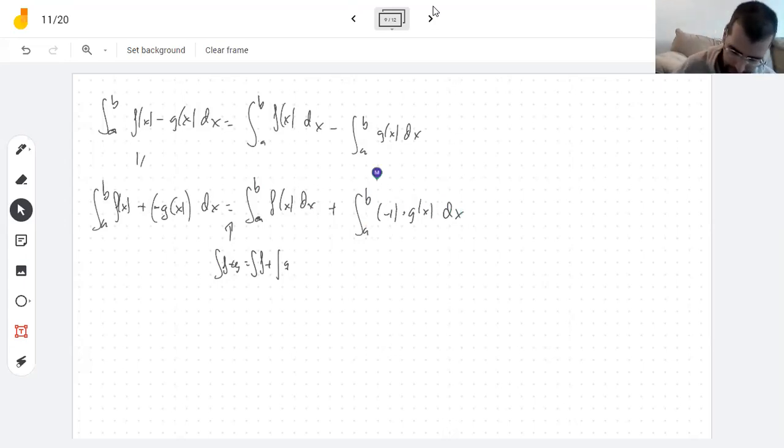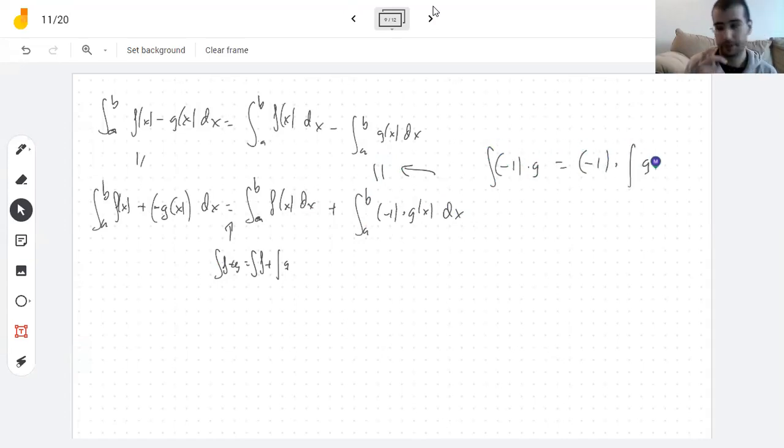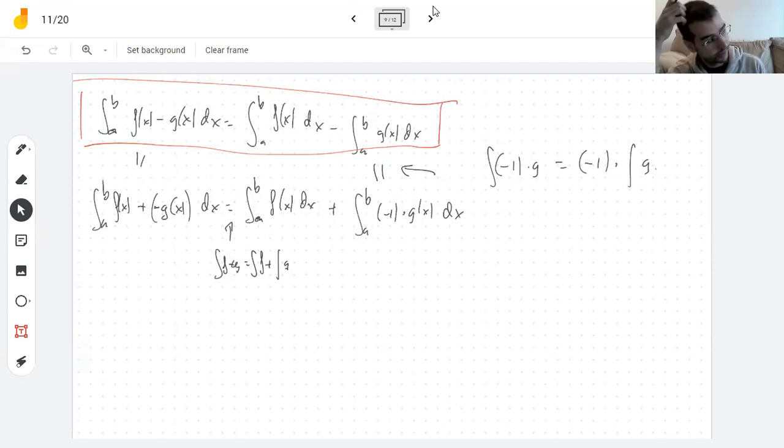And to go from here to here, I can use that the integral of -1 times g is -1 times the integral of g, because constants come out. And that's it. So integrals are nice with multiplying with constants and summing and subtracting, and not at all with products. Just like derivatives. All right. So these, I would say, tell you that the integral is linear.